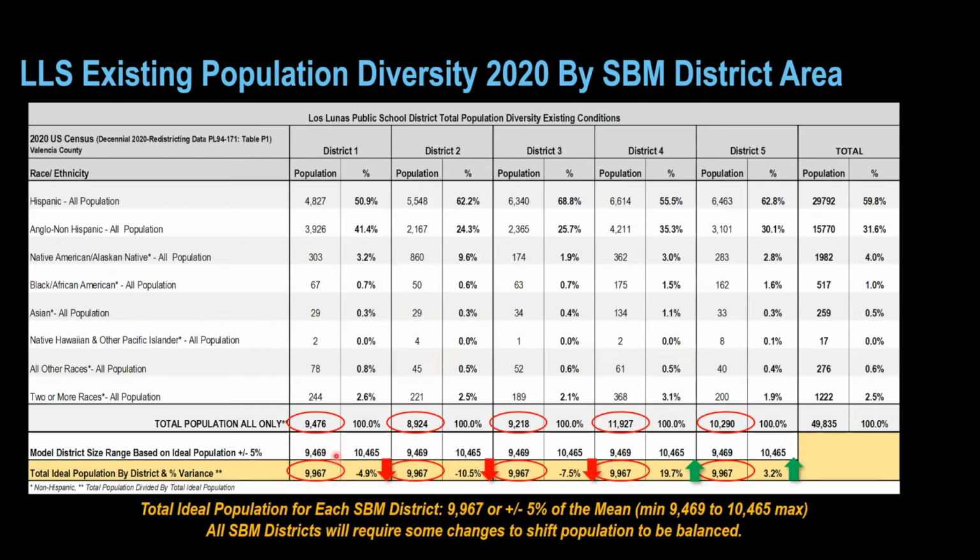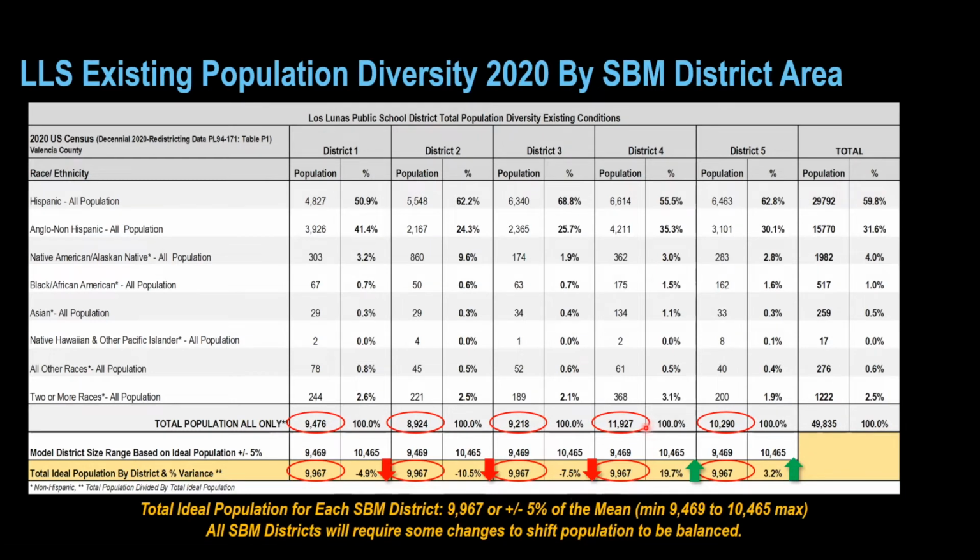So again, looking at and checking how our districts with the current population shake out against our ideals and figuring out where we need to move. District 1 at 9,476 against our ideal of 9,967. We're below that at 4.9%. District 2 at 8,924. We're down 10.5% below that ideal. District 3 at 9,218. We're below that at 7.5%.